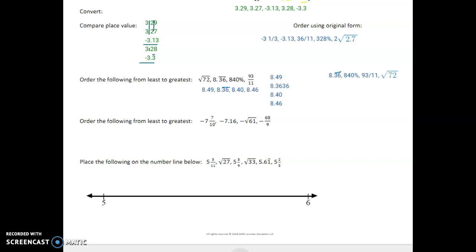Okay, take a minute and check your work. Make sure you converted them to decimals properly. Then stack them. Then finally, you're going to order them least to greatest. Make any corrections that you need to make. And then let's focus on placing the following numbers on the number line below. Okay, now as we are focused on these numbers, they are all going to have a whole number of 5. So they're all positive. So they're all going to be between 5 and 6.